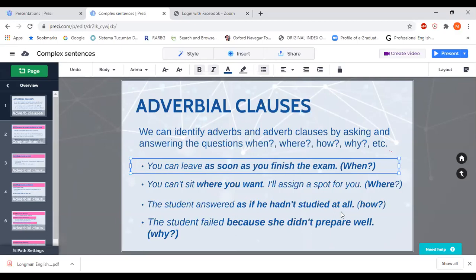And then we have something like, the student failed because she didn't prepare well. And in that case, we have because in order to introduce an adverb clause of reason, okay? Answering the question why. Why did the student fail? Because she didn't prepare well.